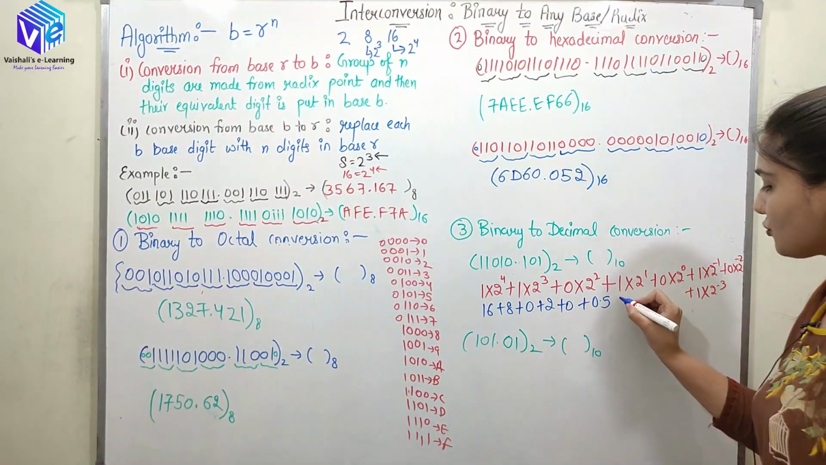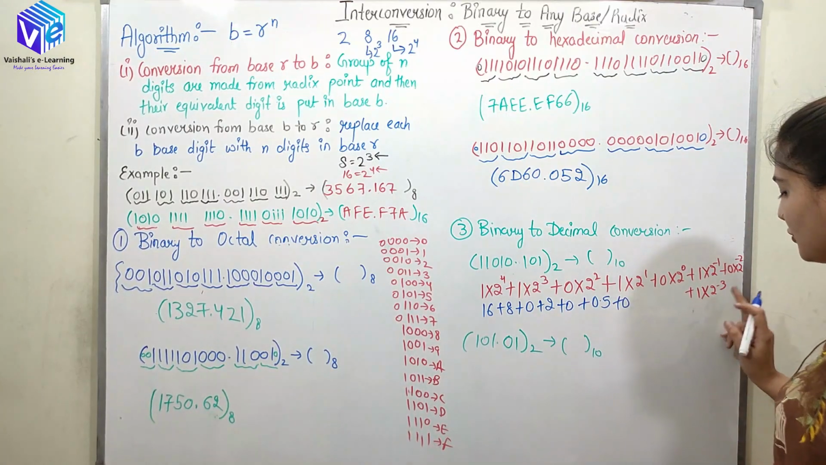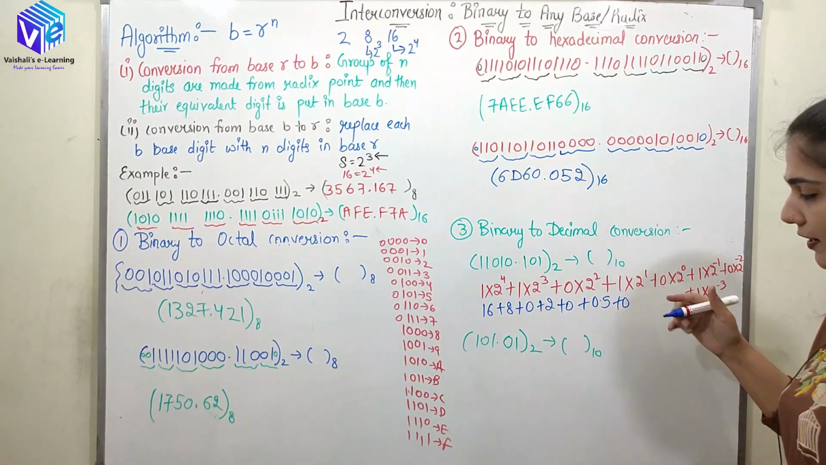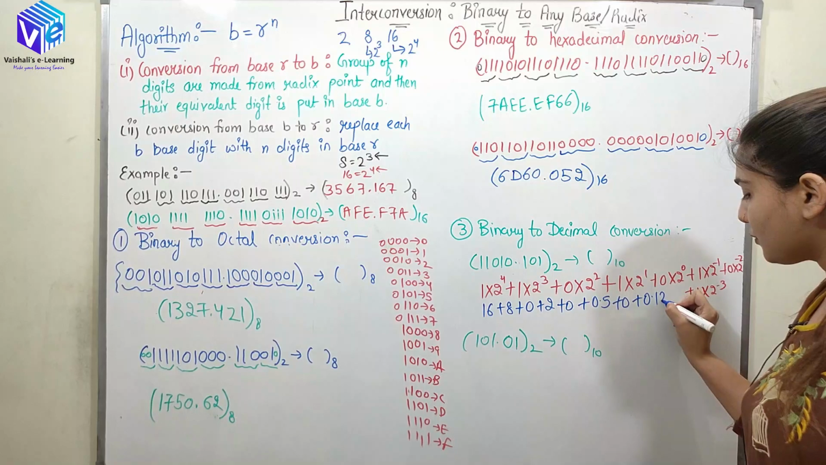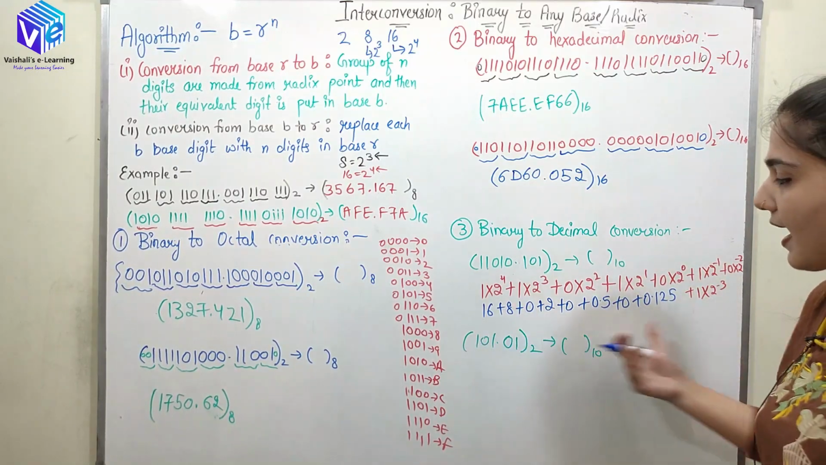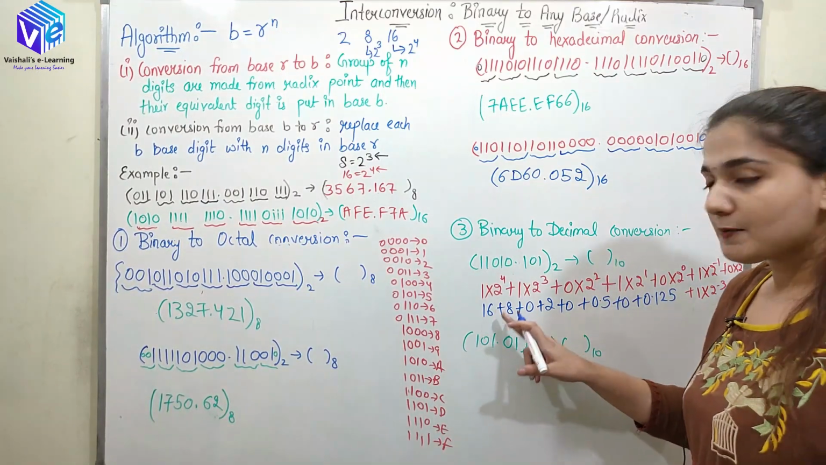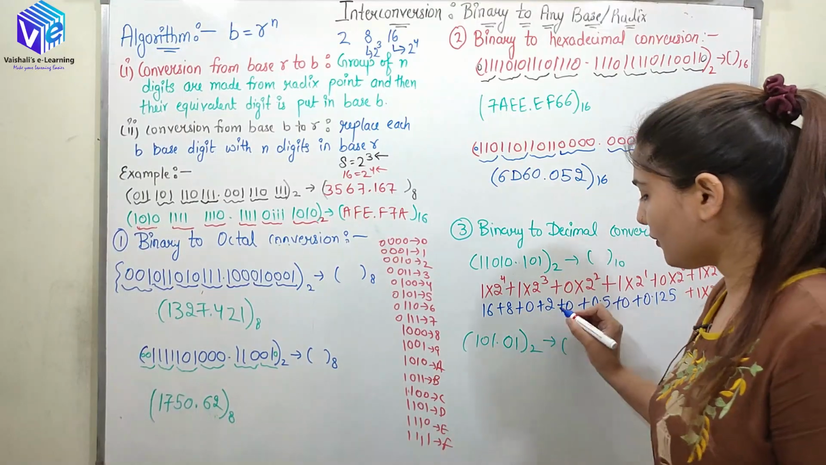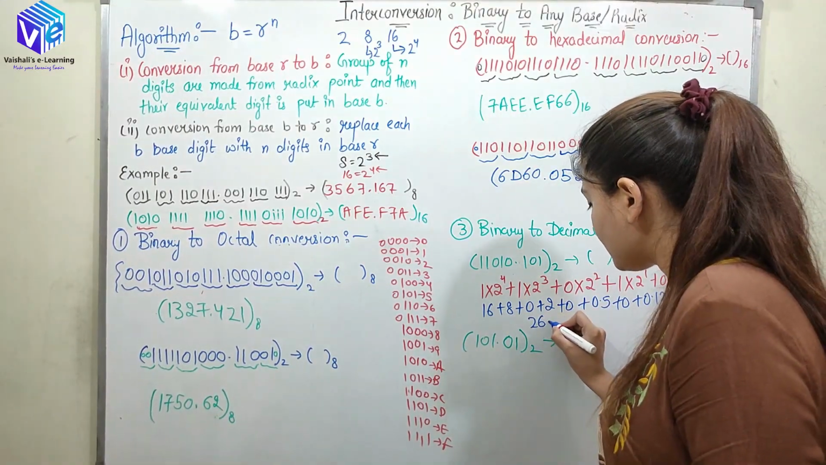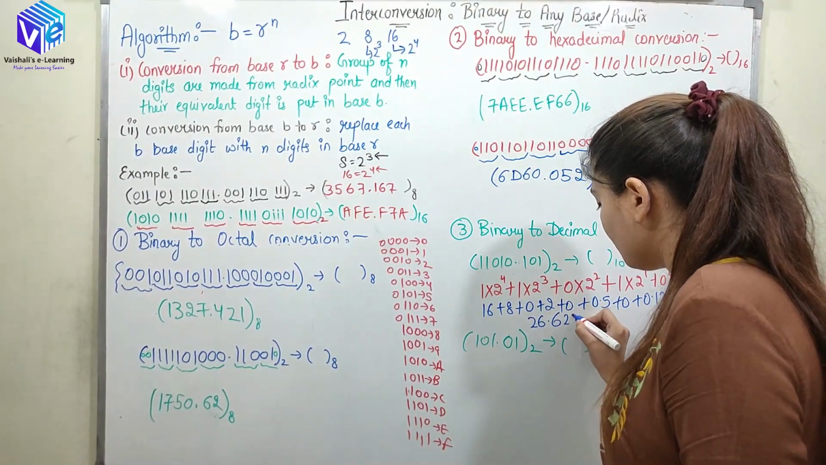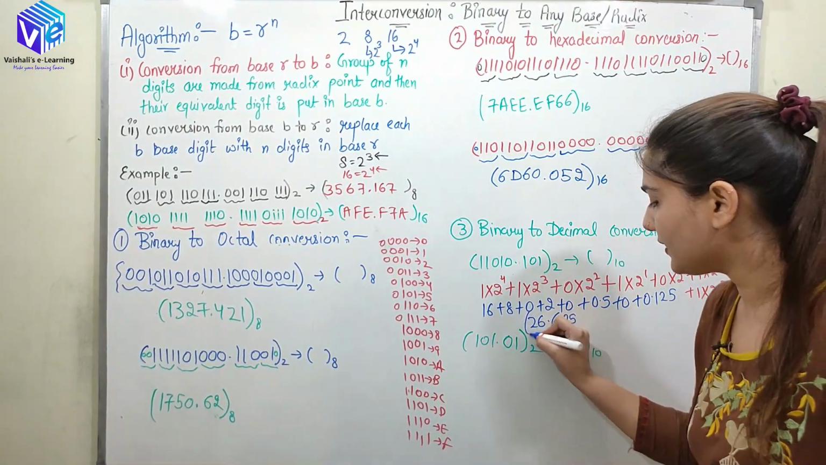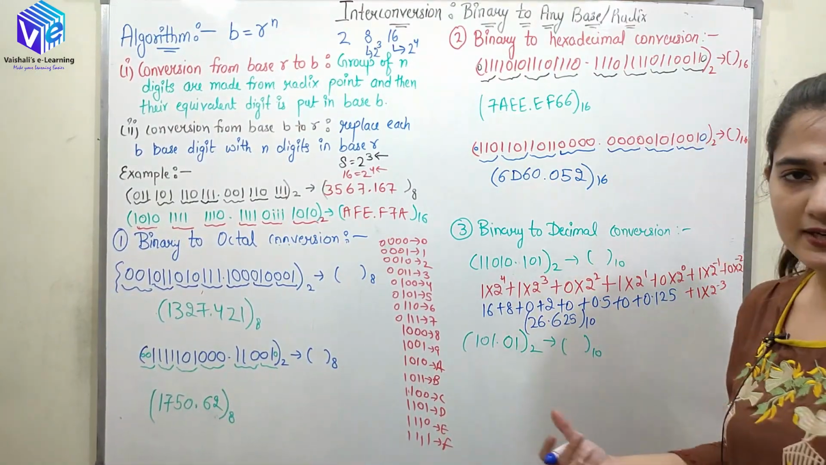Then we have 0 into something would be 0. 1 into 2 raised to power minus 3 is 1 upon 8, so it will be 0.125, right? So you can add all of these things. 8 plus 16 is 24, plus 2 is 26.625. So this would be my number in the decimal representation, right?